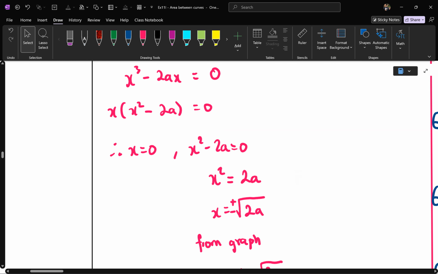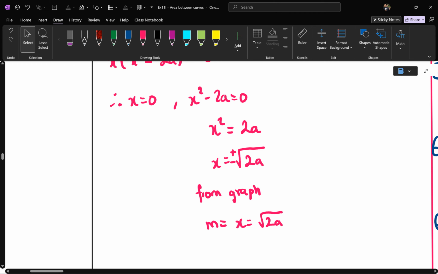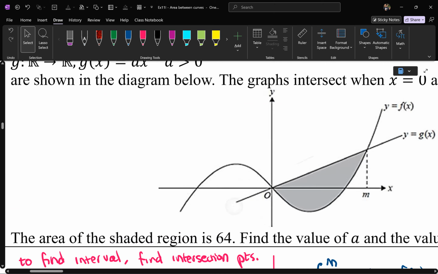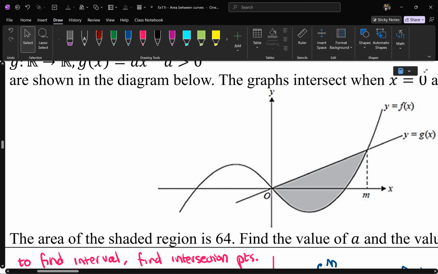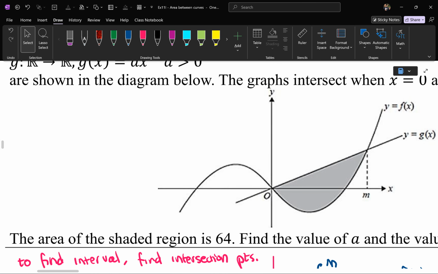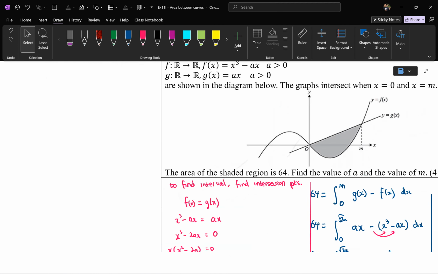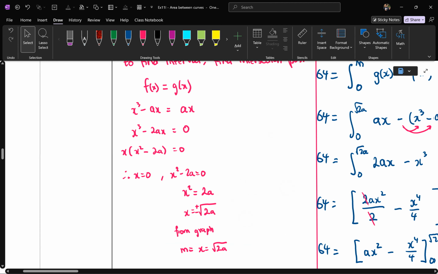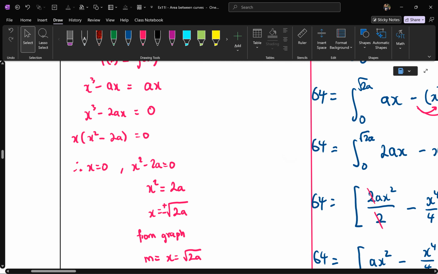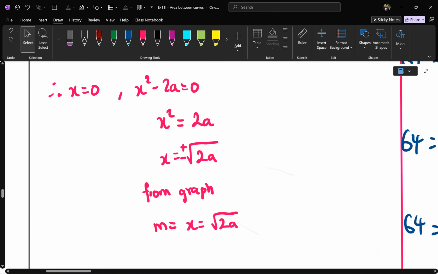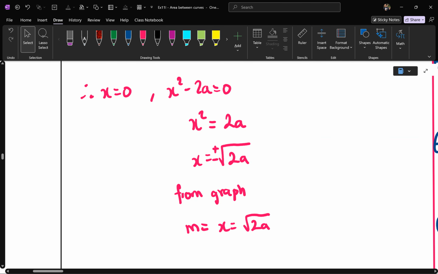But based on the graph, we can tell that x or m has to be the positive root of 2a, because clearly the graph has 2 points where they could equal. So one's on the negative side, one's on the positive side, but they intersect. We know we're taking the positive side. So hence, you should have x, which equals root 2a, or m, as your higher interval should be equal to root of 2a. Can I get a show of hands who got at least the interval? Okay, so you need 0 to m, so root 2a.